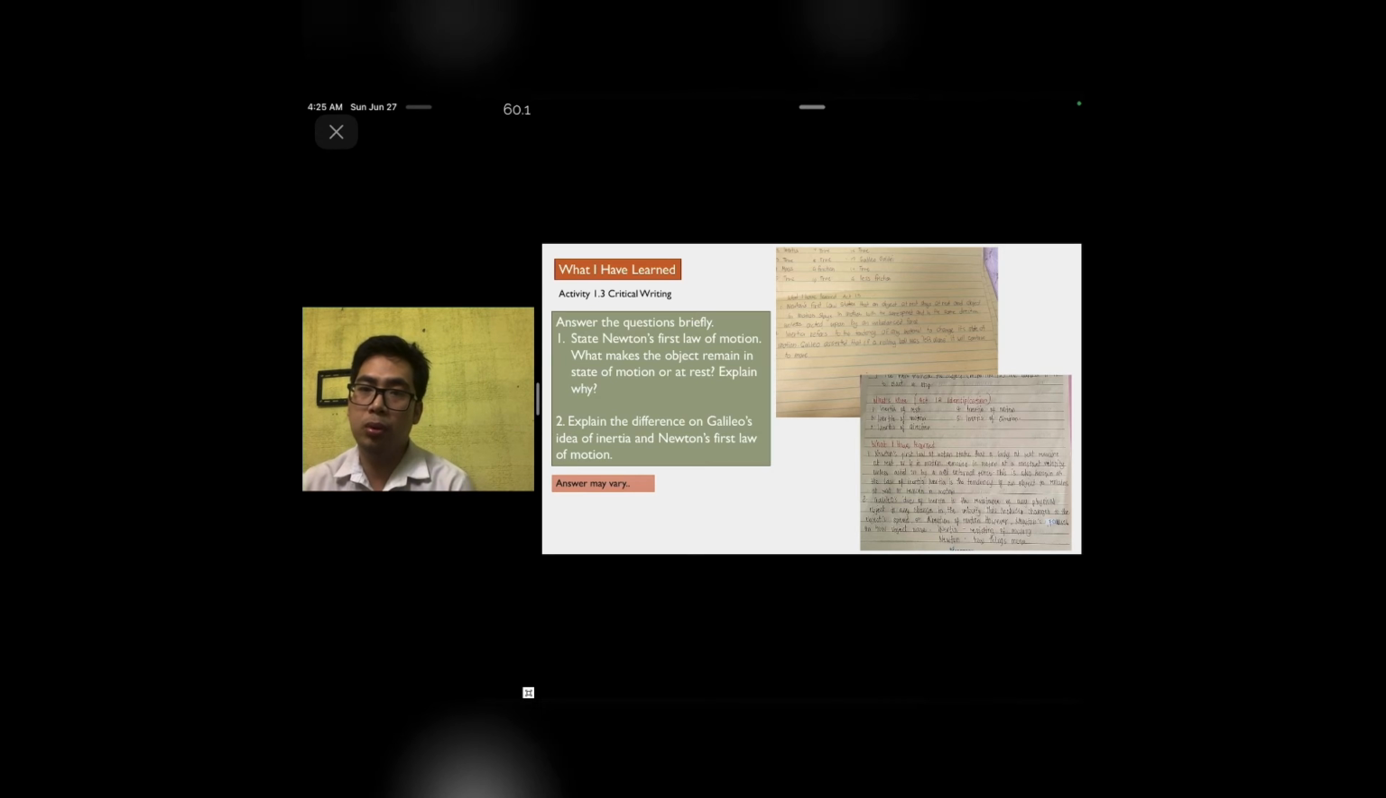And number 2, explain the difference of Galileo's idea of inertia and Newton's first law of motion. So they have to answer ano ba yung difference between the two concepts of first law of motion. Paano nag-iba with regards from the idea of Galileo into what we are using right now, the Newton's first law of motion. So answers may vary.